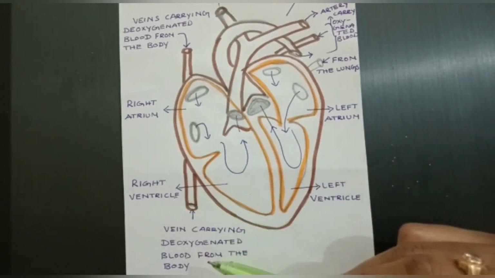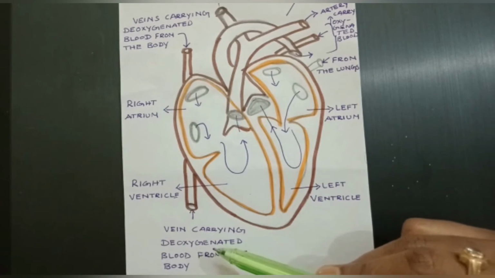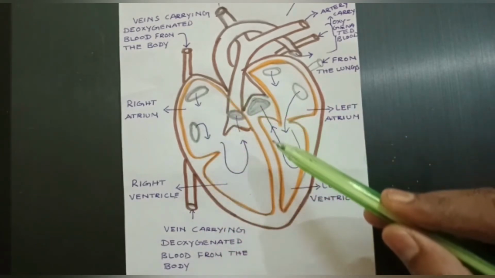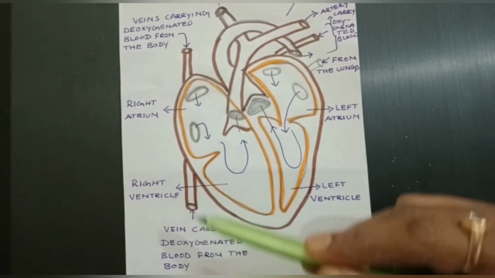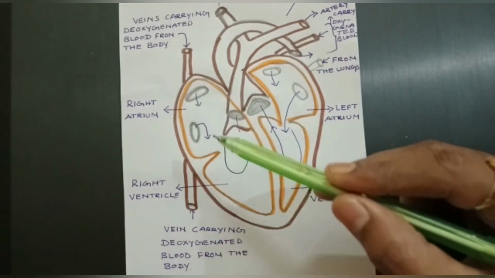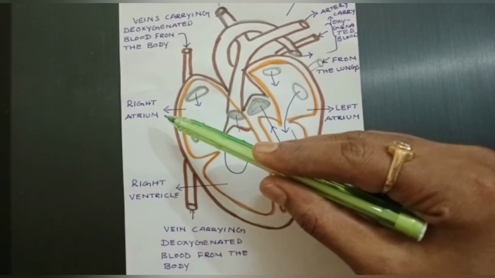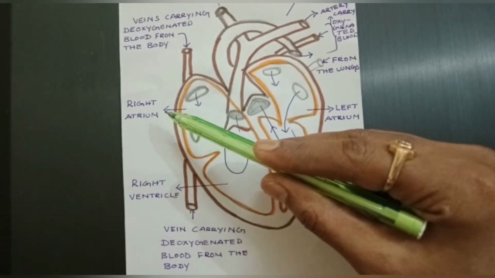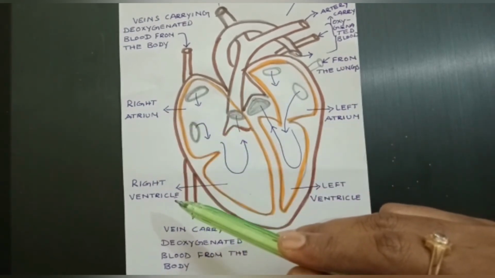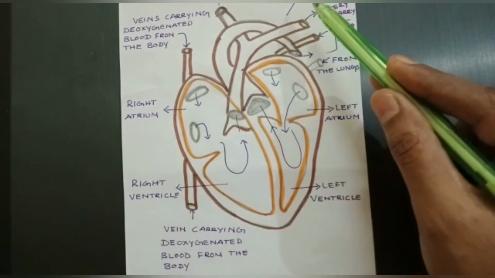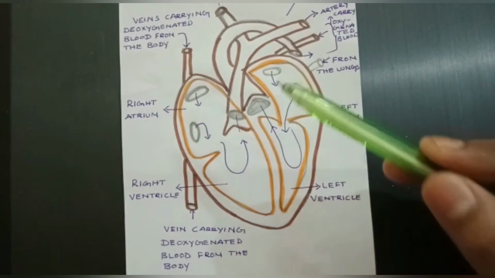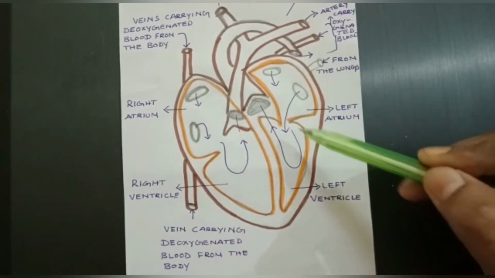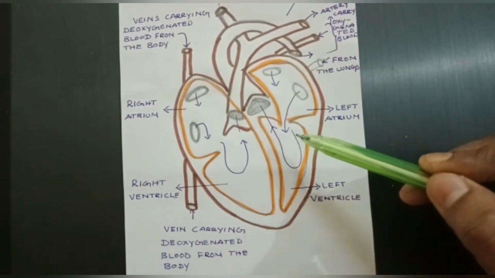This deoxygenated blood, or blood carrying carbon dioxide from all parts of the body, enters the right side through two major veins. When the heart pumps into two arteries, that means right atrium and then right ventricle, which carries it to the lungs. In the lungs, what will happen? The blood gives up carbon dioxide and it picks up oxygen.